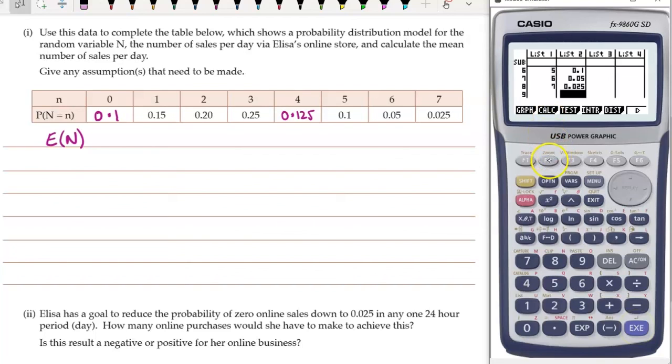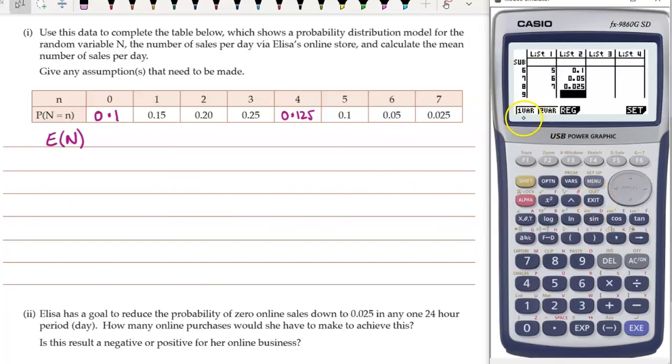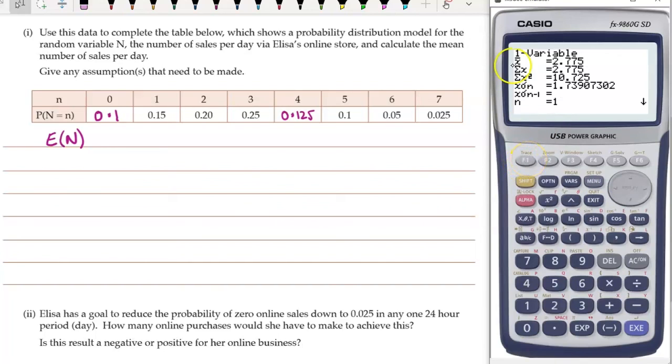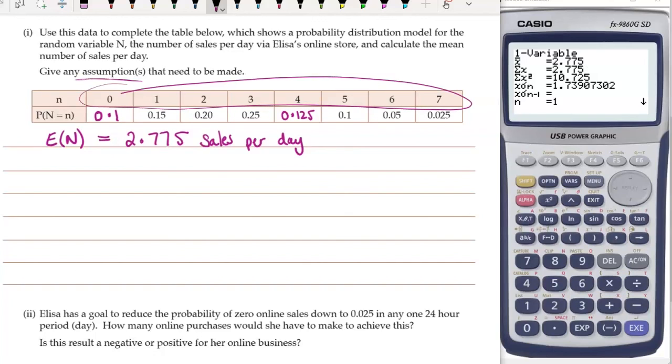Okay, now we are doing some calculations, so press F2. Check the settings, show that our list is in list 1 and our frequency is in list 2. That's still there from where we did it earlier. Okay, and now we're doing a 1 variable calculation, and here we have x bar. So expected value of n is 2.775. And that's an average, so it's okay to leave it as a decimal. The assumptions that we're making is that this pattern is going to hold true. So it's always between 0 and 7, and nothing's changing in the conditions of how customers are purchasing.